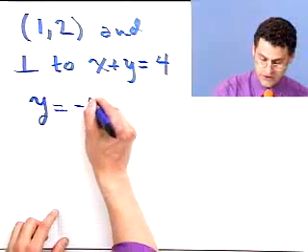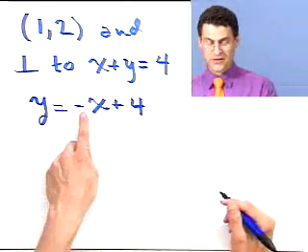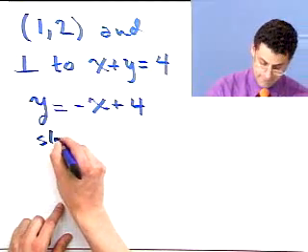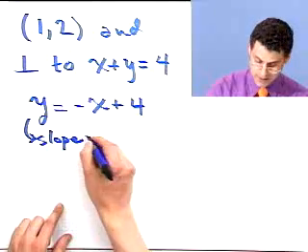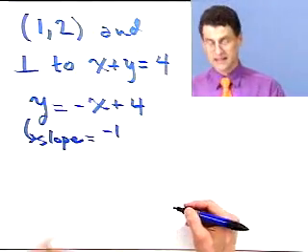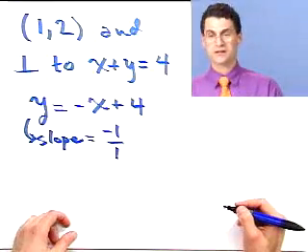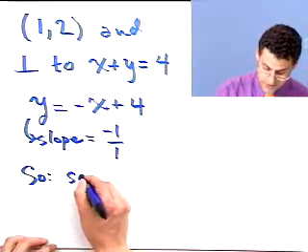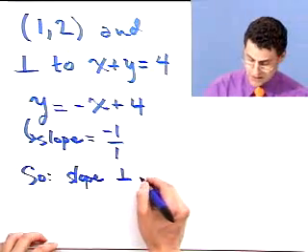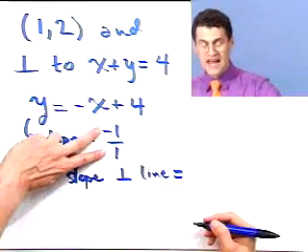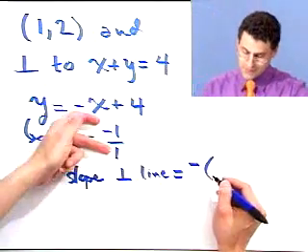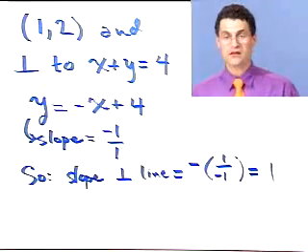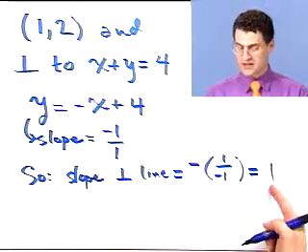So I subtract x from both sides. And if I do that, I see in front of the x a negative 1. So the slope of this line equals negative 1. Now technically that's sort of negative 1 divided by 1, if you wish. And now what do I do? Well, the slope of the perpendicular line would equal the negative reciprocal. So I take negative and then I flip this, which equals negative negative 1, which equals 1. So the slope of our perpendicular line is going to be 1.